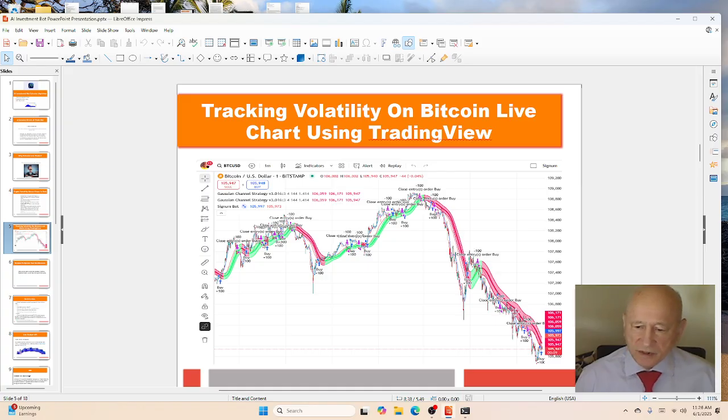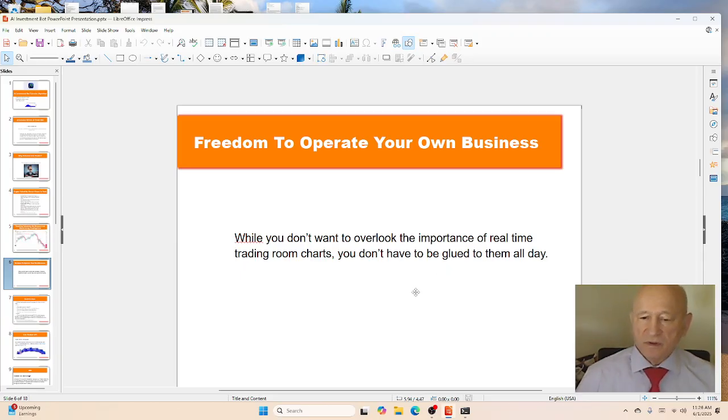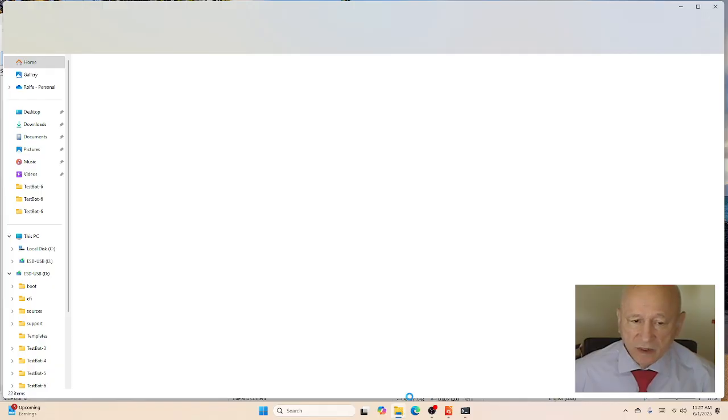Of course, we have to watch out, and the bot has limitations. It has already configured potential drops that it might make limits on, so the money is kept safely and used only for profitable trades. While you don't want to overlook the importance of real-time trading room charts, you don't have to be glued to them all day. And it's interesting to note that the bot will actually create its own charts. And I think I can give you an example of one really quickly, so we can emphasize the need for bots to have charts.